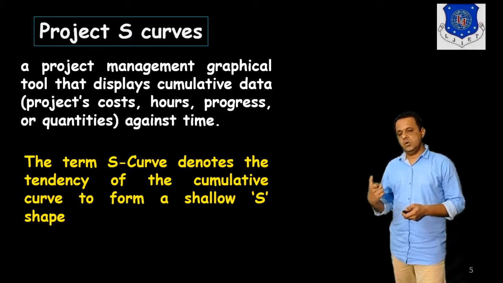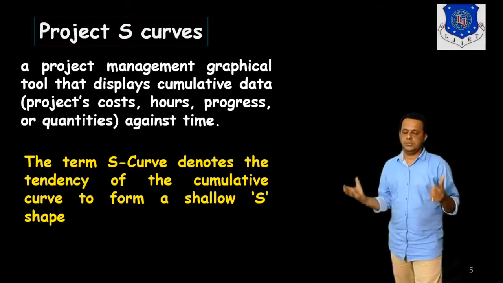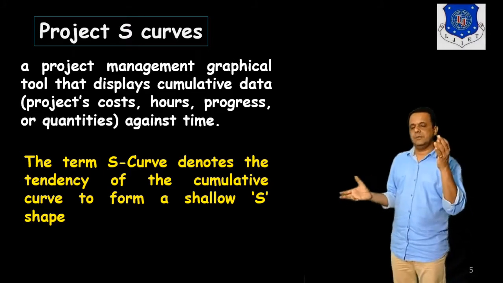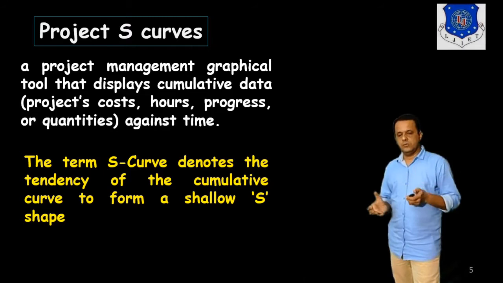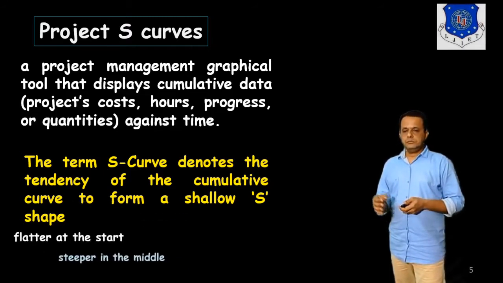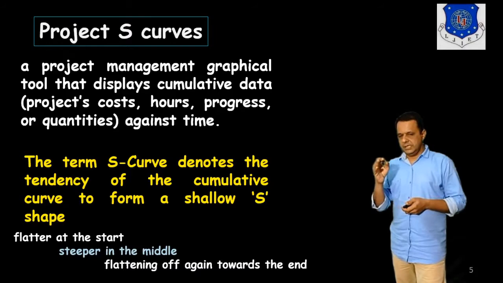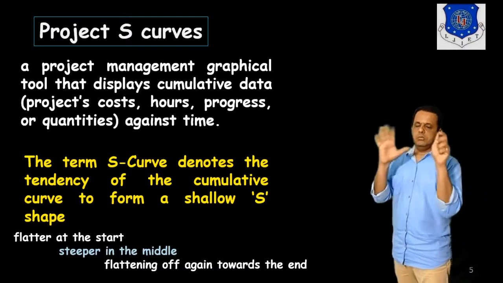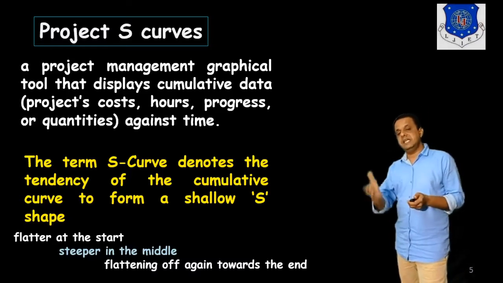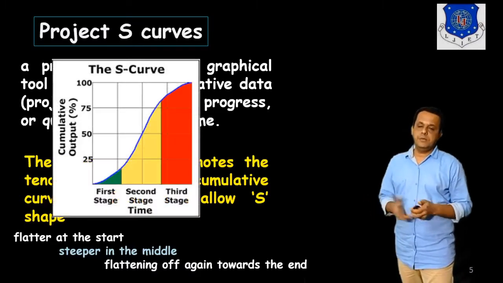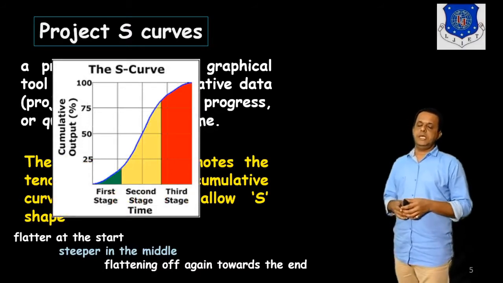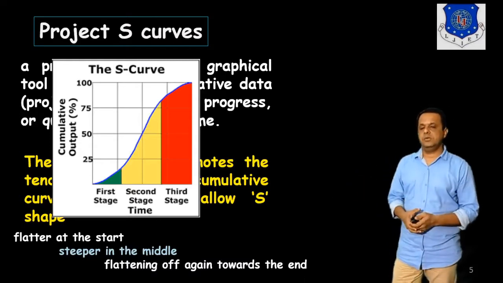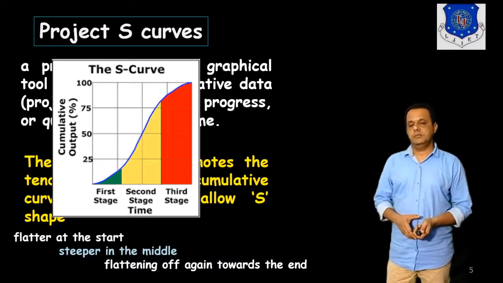It denotes the tendency of the entire accumulation of the work when we plot it. So ideally it will take the shape of the English alphabet S in the shallow form, flatter at the start, steeper in the middle, and flattening off toward the end. This will be the shape of the S-curve. Maybe an exact S-curve may not be seen. Here you see one example, cumulative output, where the first stage, second stage, and third stage are shown with respect to time, and how much percentage of work is completed.